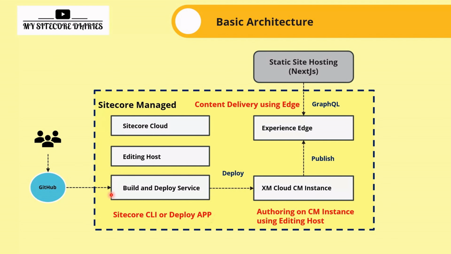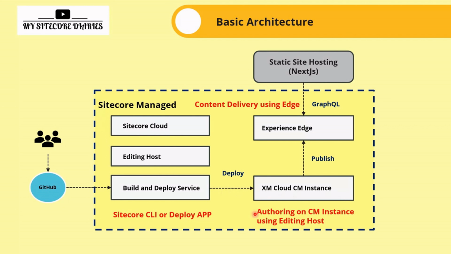Okay, so what it does, there is a configuration in the Deploy app where you can configure your source. Okay, GitHub or whatever you are using. Generally you use GitHub. So GitHub can be configured with your Sitecore Deploy app. Then your developers, whatever changes they make, you can push that using the Sitecore CLI. Okay, and once it is built successfully, it gets deployed on your XM Cloud CM instance.